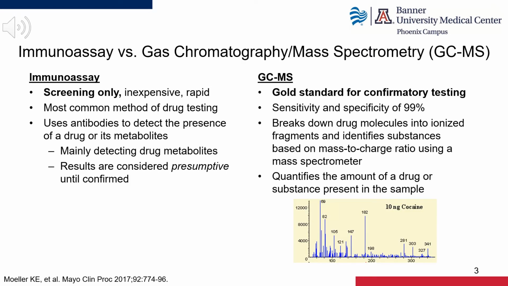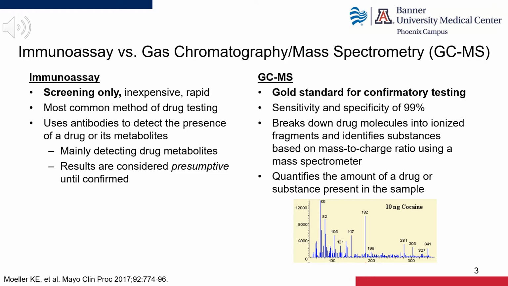This is a review of the two types of drug testing. First, we have immunoassays, which are a screening-only test. These are very inexpensive and rapid, and they use antibodies to detect the presence of a drug or its metabolites. The results from this test are considered presumptive until they're confirmed with gas chromatography mass spectrometry, also known as GCMS.